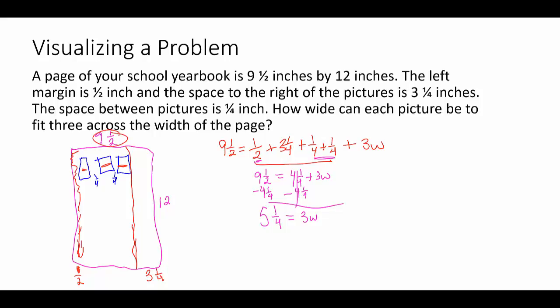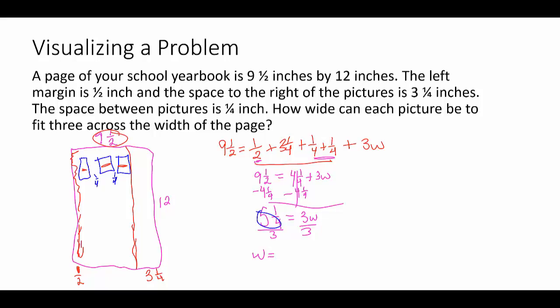If 5 1/4 is the amount of space basically for the 3 pictures, then we need to divide that by 3 to figure out what each picture will then have. To do that, 5 1/4 divided by 3, that's not super easy to divide in your head. In fact, I would say it's very difficult. What we want to do is change 5 1/4 to an improper fraction.